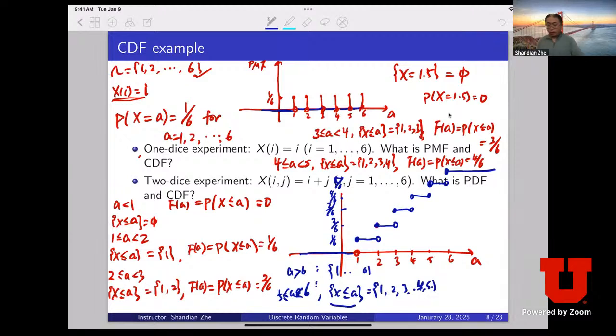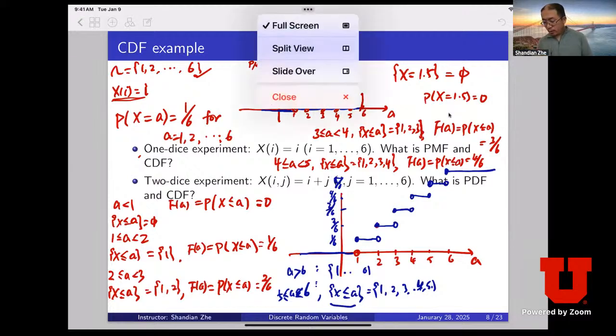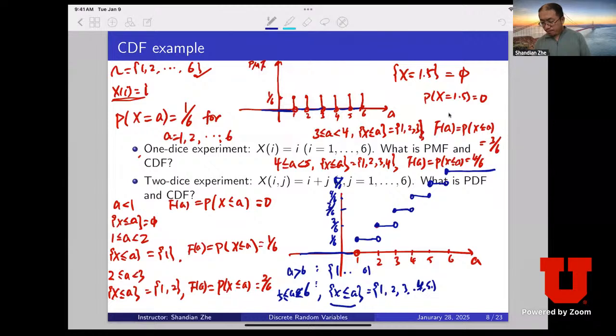Okay, so let us continue. Here we just gave one tedious example to show the meaning of CDF. What's the difference between CDF and PDF? And if you want to practice more, there's one more problem I listed here.